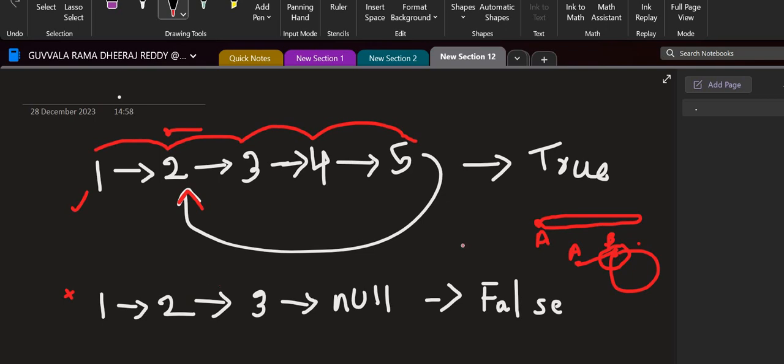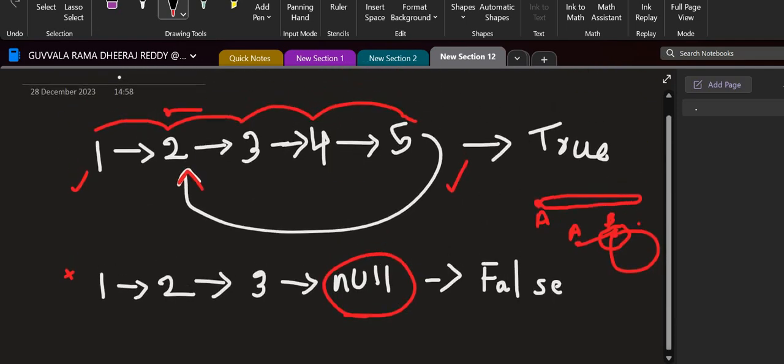And you can also say that in such a linked list there is no null. There is no last node in a loop. You can see there is no end point. Here there is a last node, null, but in this linked list there is no null. So if there is no null, there is a loop. Okay.